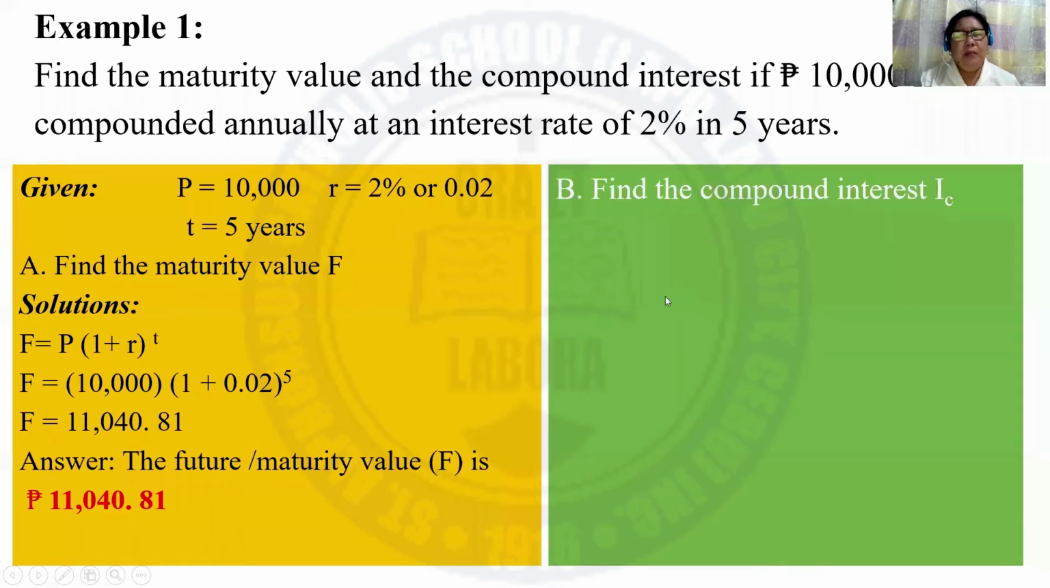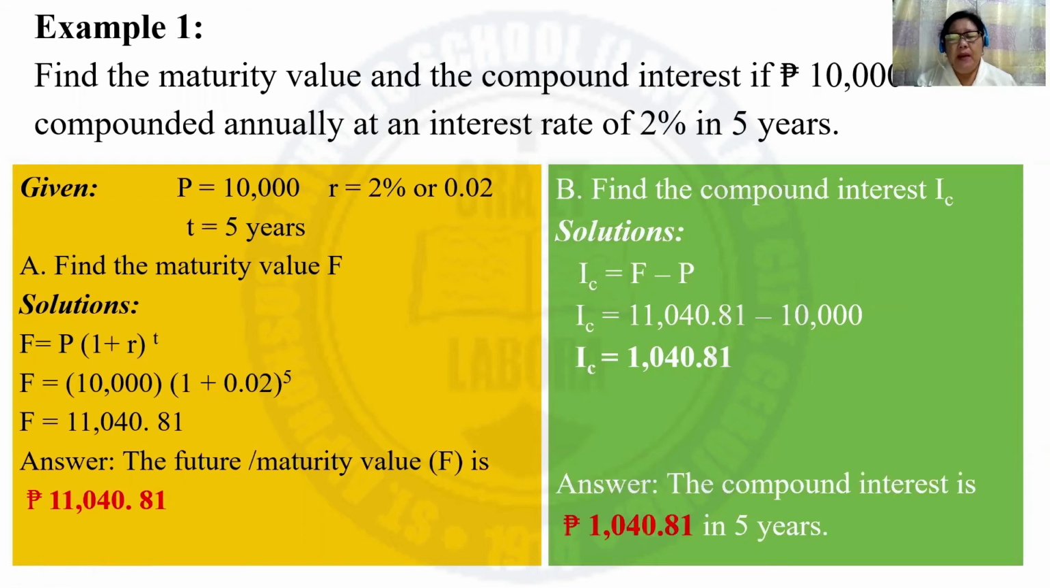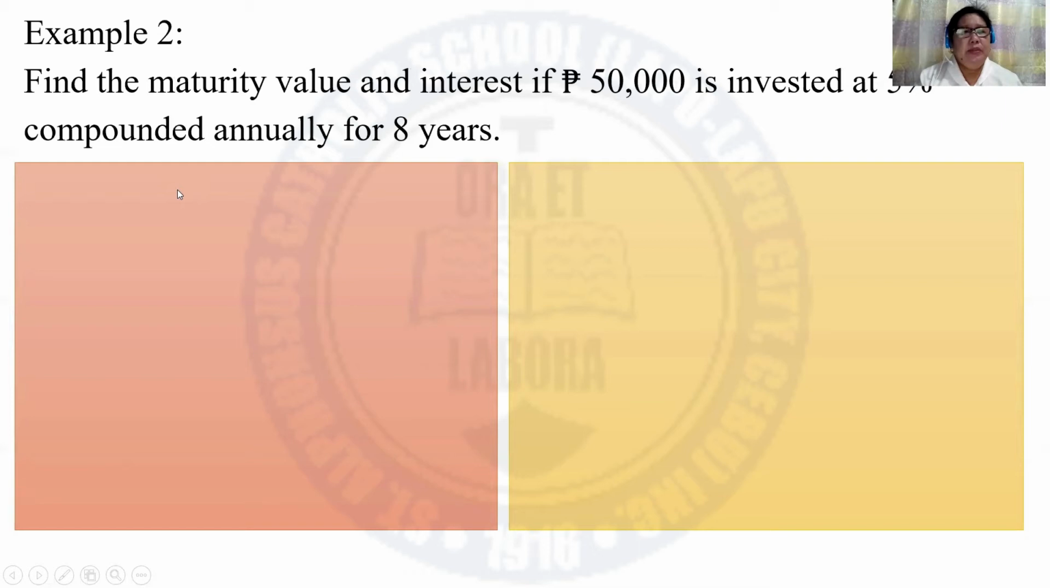And finding for the compound interest, the solutions, you start first with the formula I sub c is equal to F minus P. And the maturity value is 11,040.81 minus 10,000 for P. Subtract, so the answer is 1,040.81. The compound interest is 1,040.81 in 5 years. Let us have example number 2.